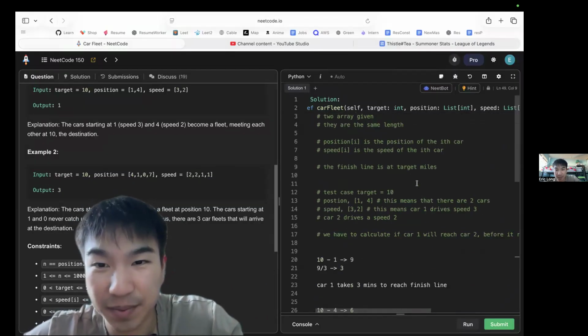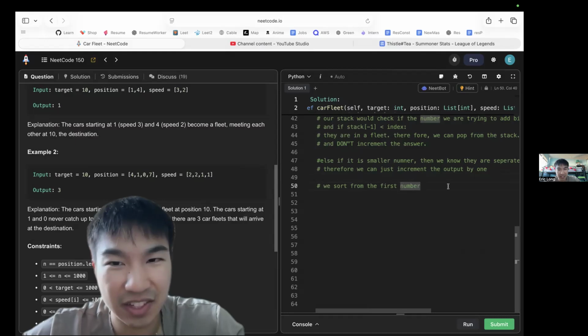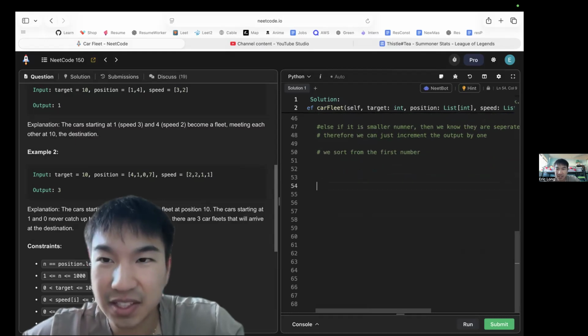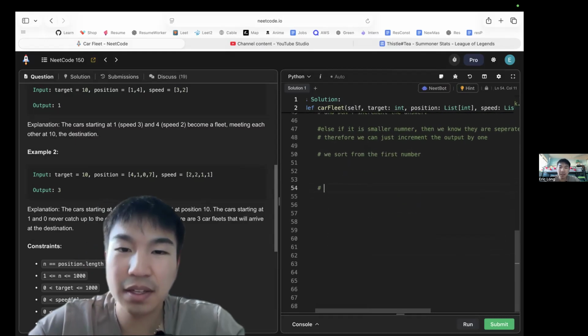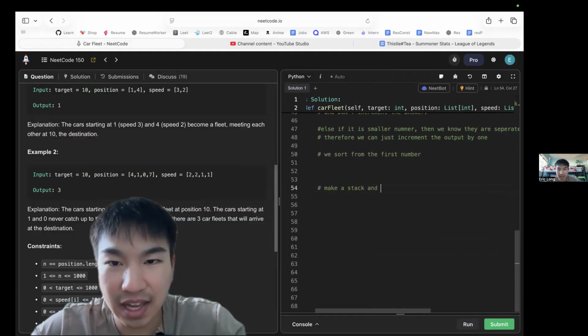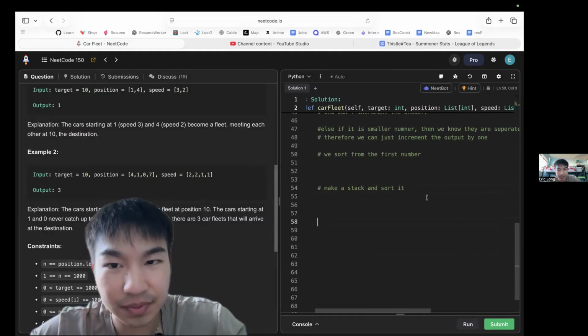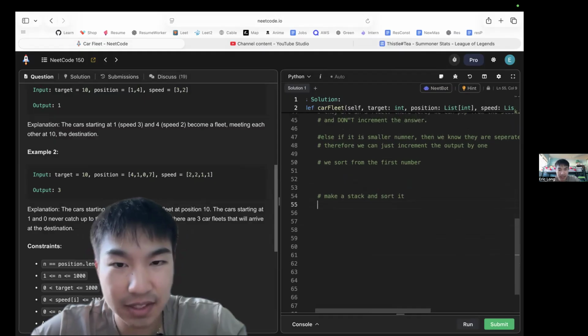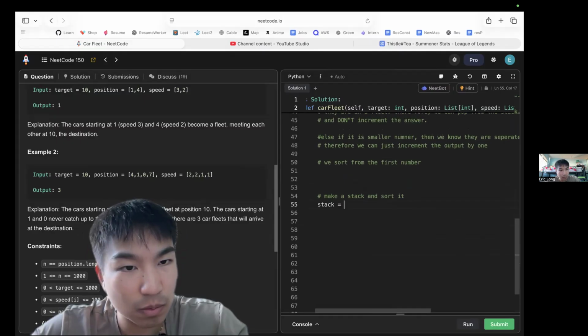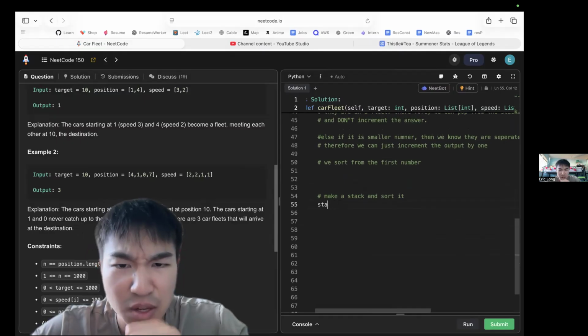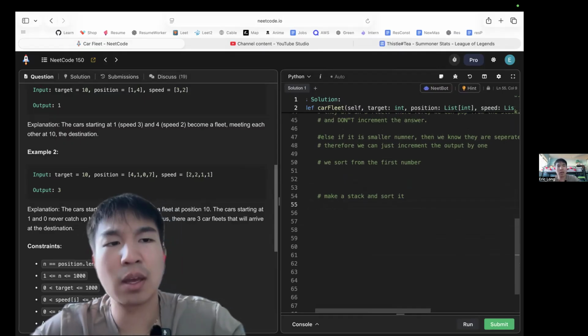Oh, there's a lot of paperwork. Let's go ahead and try to solve it now. So let's do this in steps. First of all, we want to make a stack and sort it. That was the first one. Let's go ahead and make the stack and sort it. So stack is equal to... actually, we don't even have to make a stack.